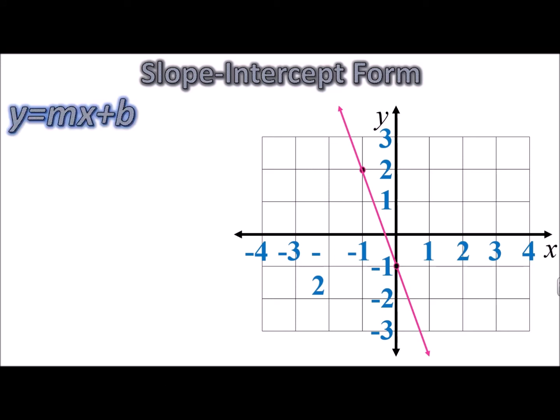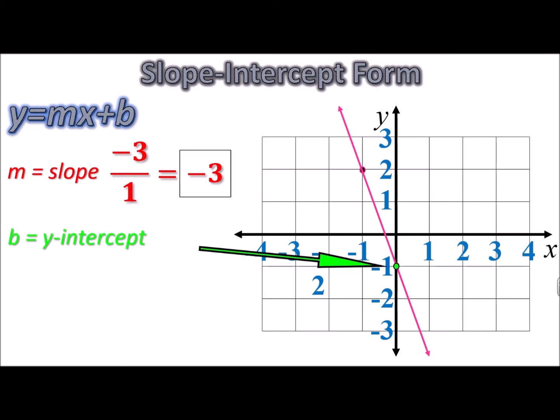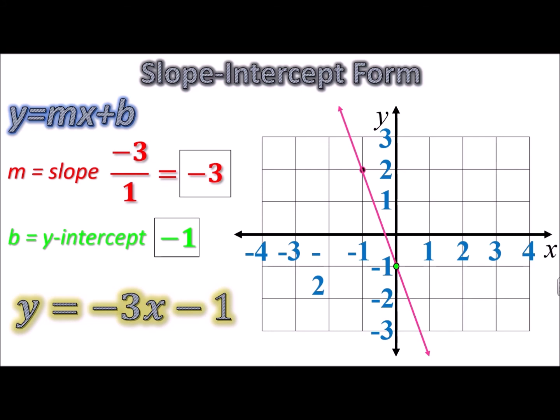Okay, in slope-intercept form, y equals mx plus b, the slope is down 3/1, and that can be simplified to just -3. The y-intercept is at -1, so we fill in -3 for m and -1 for b, and get y equals -3x minus 1.